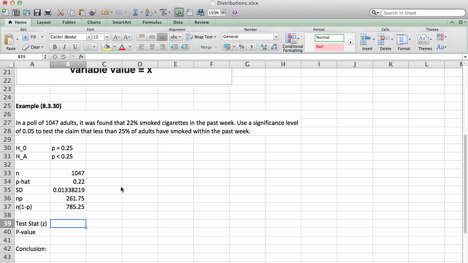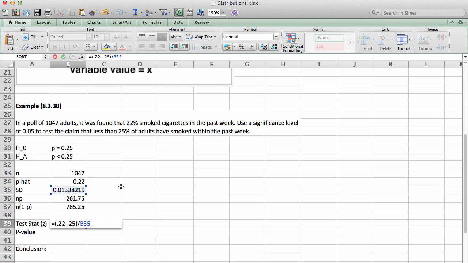So next thing I'm going to do is compute a test statistic. In this case, it's just going to be a z-score. So I'm going to do my p hat value, which is 0.22, minus my hypothesized population proportion, which is 0.25, divided by the standard deviation we just computed. I'm not going to type in 0.013 because I don't want all kinds of rounding error to propagate through my calculation.